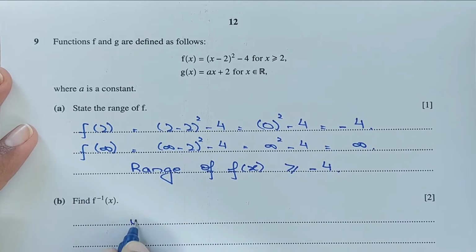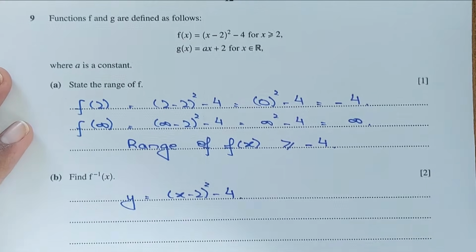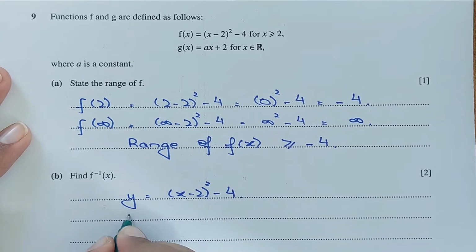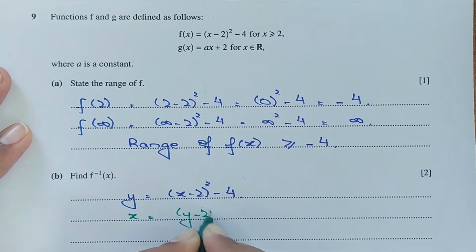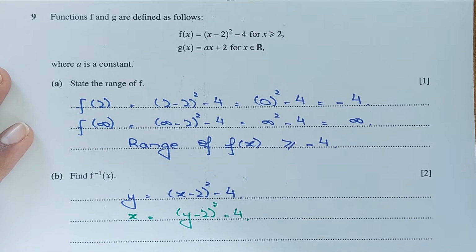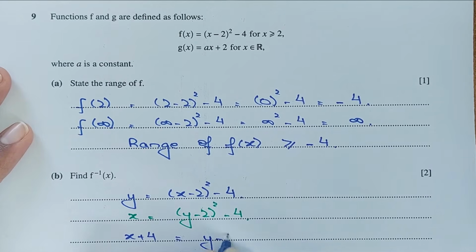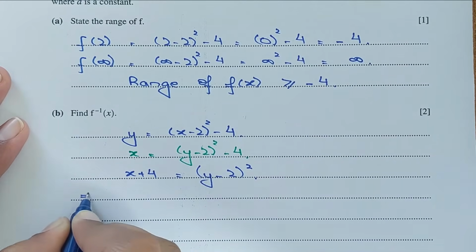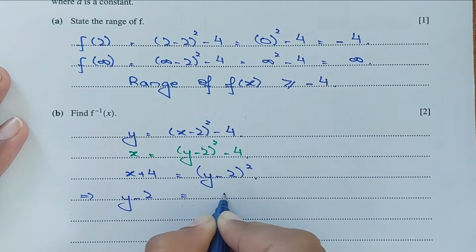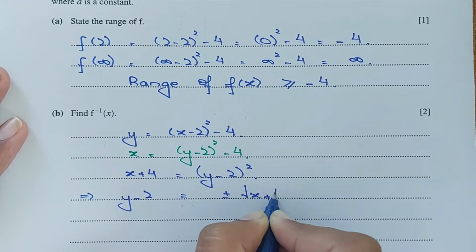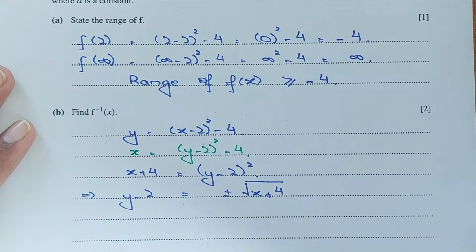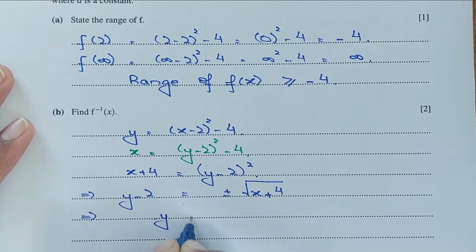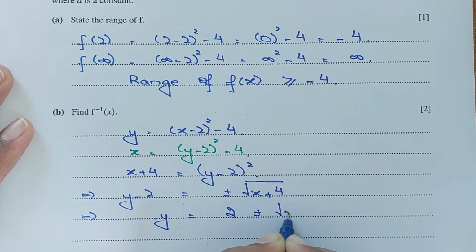So f of x we have given is y equals to x minus 2 whole square minus 4. Right, now we need to switch the variables. We can say x would be equals to y minus 2 whole square minus 4, and next step we have to solve for y. So x plus 4, this would be equals to y minus 2 whole square, right? So we can say that y minus 2, this would be equals to plus minus square root of x plus 4, right? So from here y is equals to 2 plus minus square root of x plus 4.